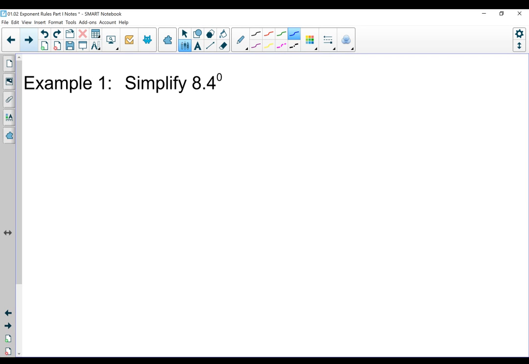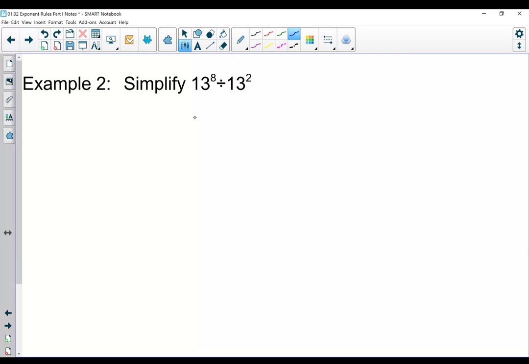So for example 1, it's asking us to simplify 8.4 to the 0 power. So right now I have anything to the 0 power, that's going to equal 1. These are examples now to kind of help prep us for the quiz that goes along with this lesson. Example 2, simplify 13 to the 8th power divided by 13 squared.